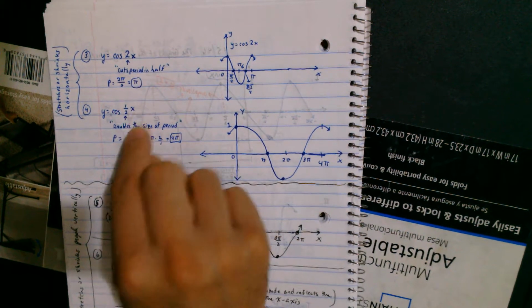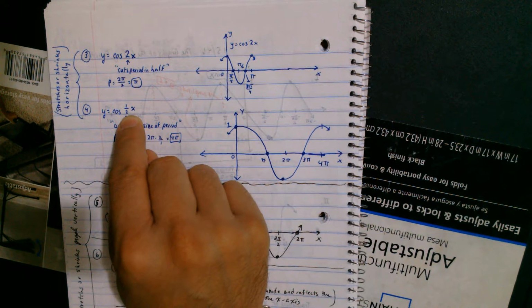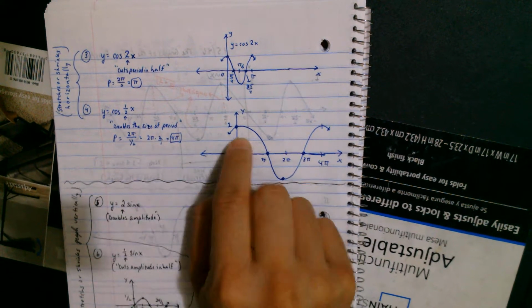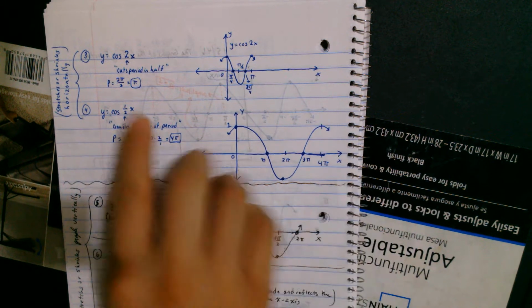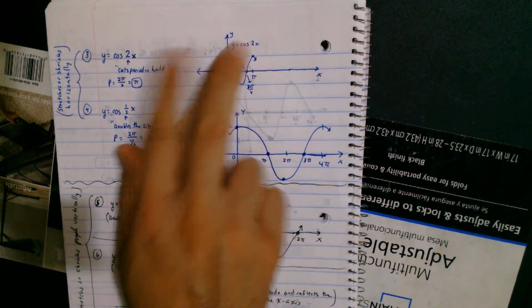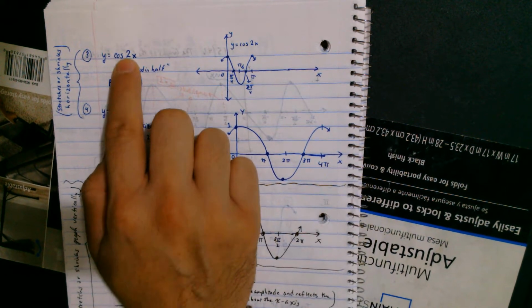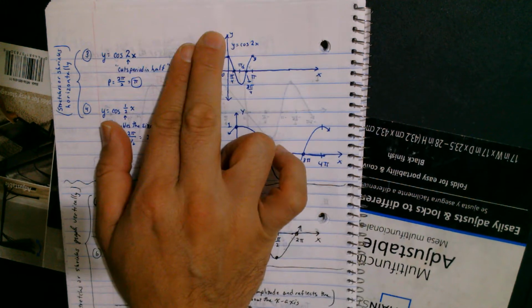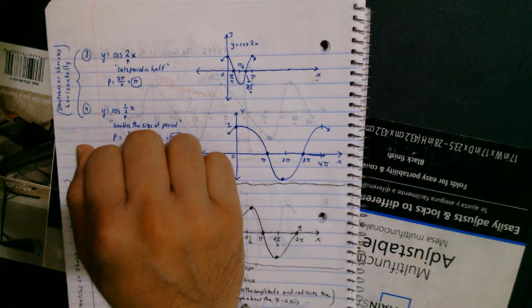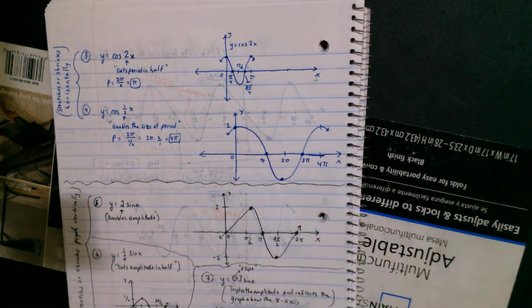So this number cuts it in half. This number doubles it. So you're dividing by a half, which is reciprocal is 2. So if this number is less than 1, it stretches it horizontally. If this number is greater than 1, it shrinks it by that number. So this number essentially cuts it in that many parts. So if it was like a 3, you're going to cut it into 1/3 of the period. That's how it works. So you stretch or shrink.